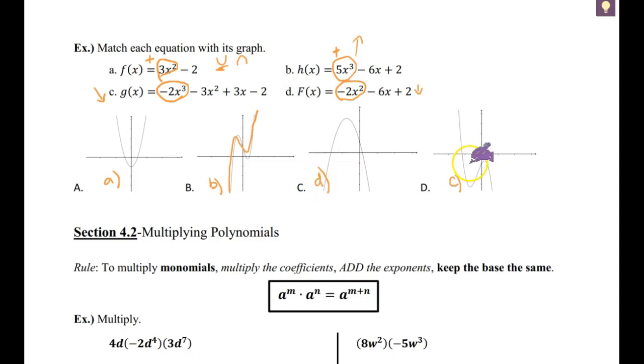So we can learn a lot just by looking at the degree of a polynomial and the coefficient that goes with that degree. The coefficient that goes with that leading term of the polynomial.